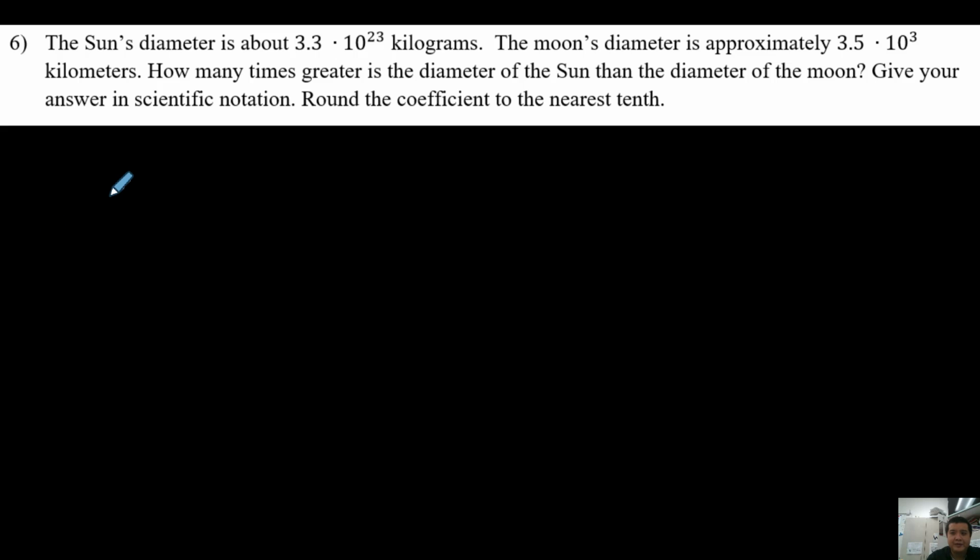The next one. The sun's diameter is about 3.3 times 10 to the 23rd kilograms. The moon's diameter is approximately 3.5 times 10 to the 3rd kilometers. How many times greater is the diameter of the sun than the diameter of the moon? Well, let's start with this. Here's an error. This is supposed to say kilometers, not kilograms. That doesn't make any sense.